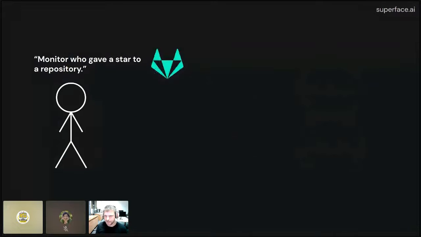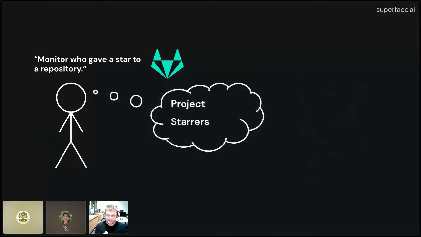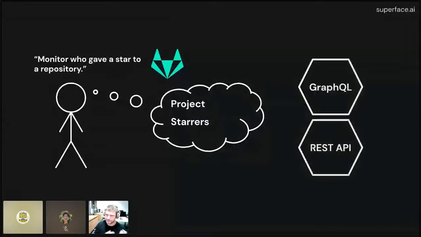Now let's take a look at GitLab. While GitLab has a concept of repository, it's different than GitHub's. Instead, the equivalent concept is called project, and it has stars instead of stargazers. So I need to understand these differences. And again, GitLab has both REST and GraphQL API, so I will need to decide which one to use, and I should rather hope that both of these APIs provide the same features, because it isn't always the case.